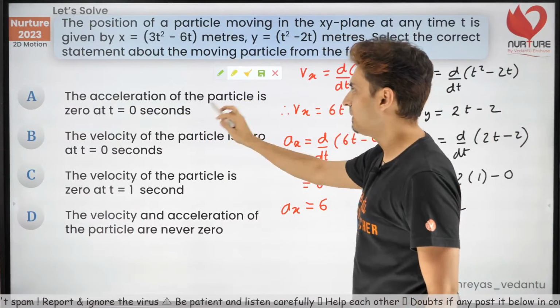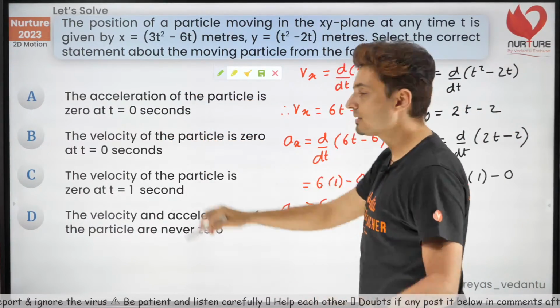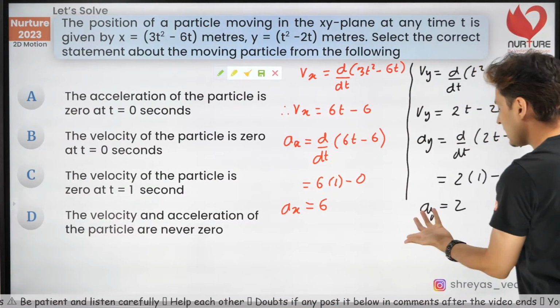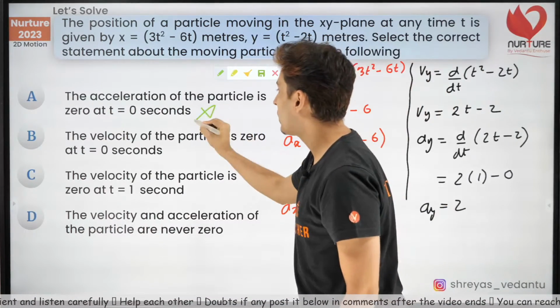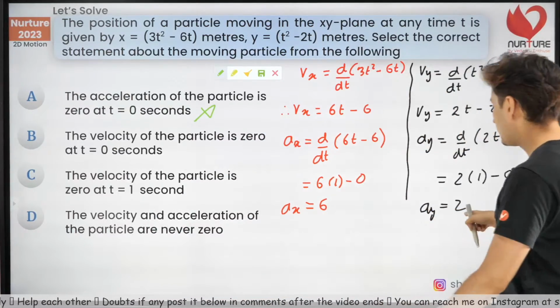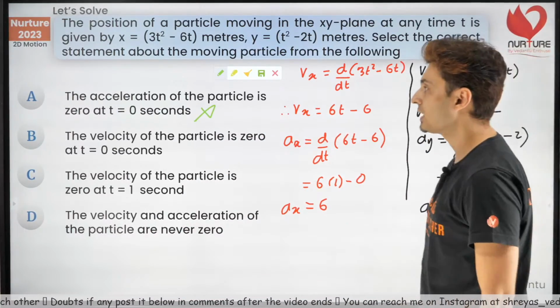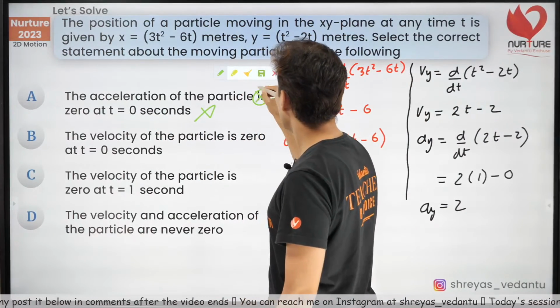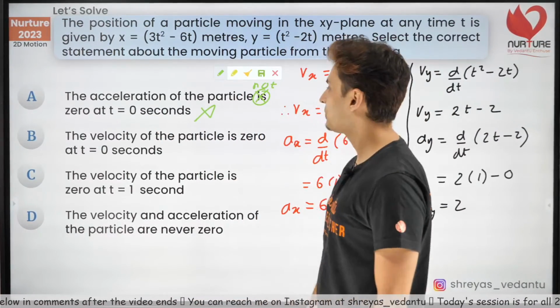The acceleration of the particle is 0 when t is 0. Try this out. No, it is not. Ax is 6, Ay is 2. Obviously, this is wrong. Whatever you guys said is wrong. In fact, it is 6 i cap plus 2 j cap. It's constant acceleration, so the acceleration of the particle is not 0.